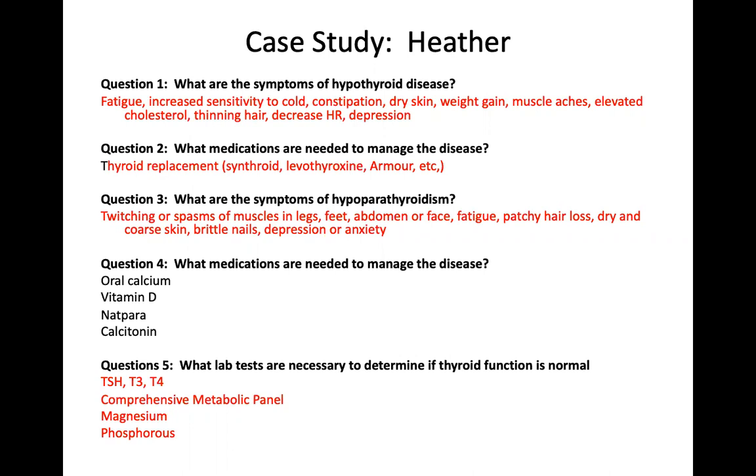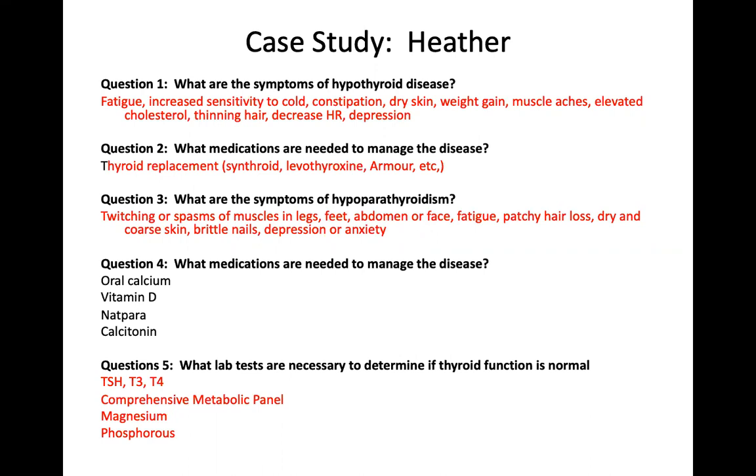And then what labs are necessary to determine if her thyroid function is normal? Okay, we're going to look at TSH. If she's hypothyroid, what would her TSH be, high or low? High. Good, yes. And her T3 and T4, what would they be? They could either be normal or low, okay? Because she doesn't have enough thyroid, and T3 and T4, that's actually the thyroid hormone itself.